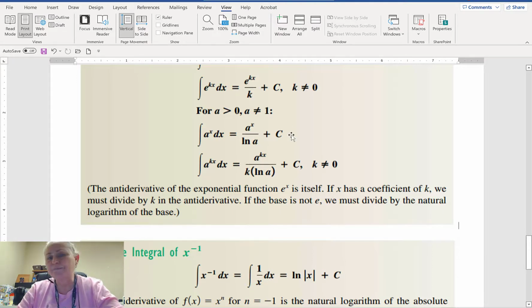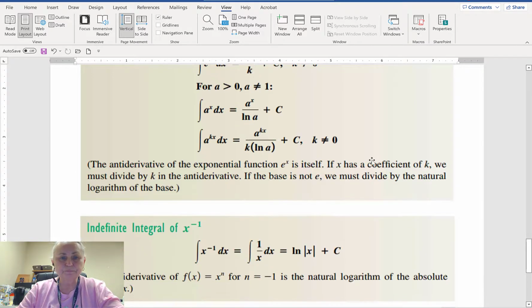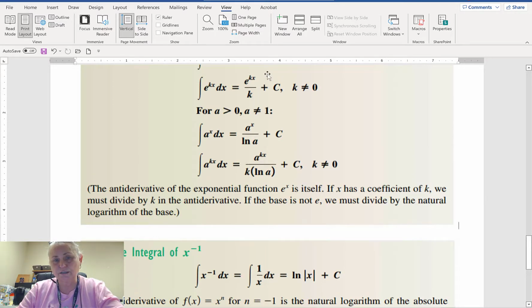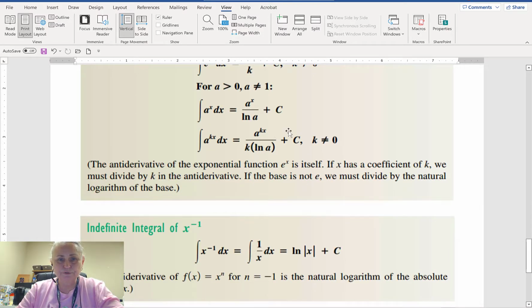Now there's a proof for that, but we're not going to go into that for this class. We're just going to know that we have to take the a to the x and divide it by the natural log, and always remember to add the c. And the same thing, if the exponent is not a plain x, but it's a 2x or a 3x, you have to also divide by that k, just like we did up here when it was e to the kx. Okay, these are very, very similar, but their integrals are slightly different. If it's a base of a, you have to divide by the natural log of a.